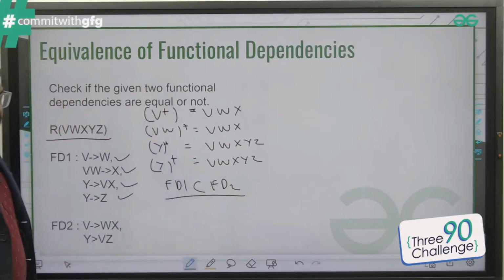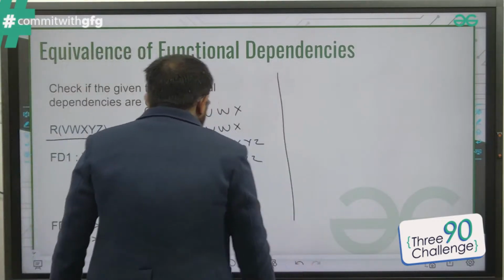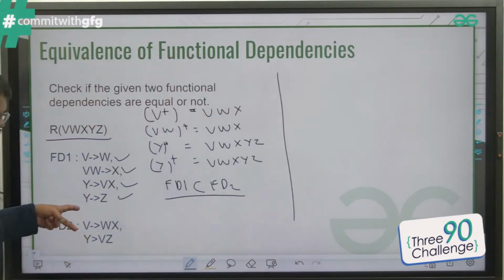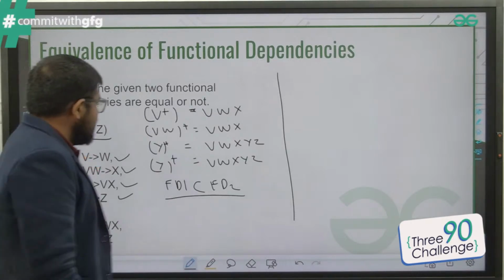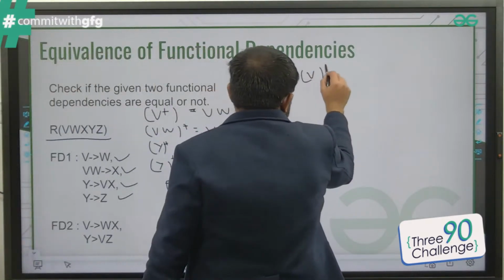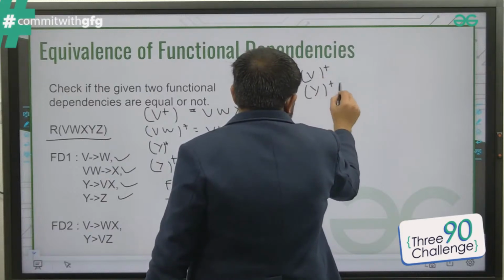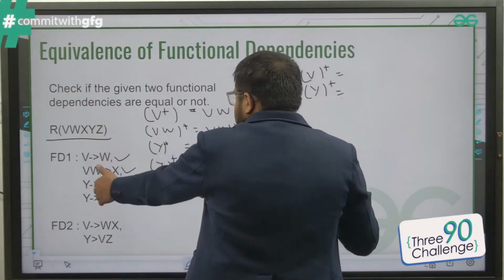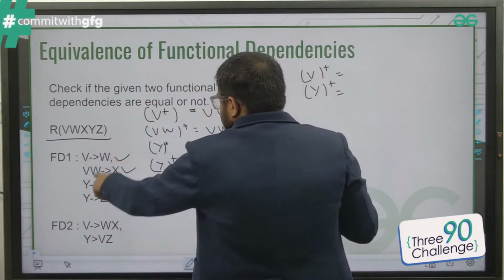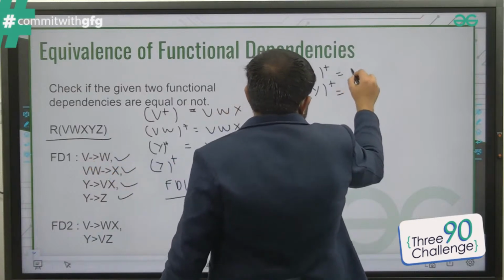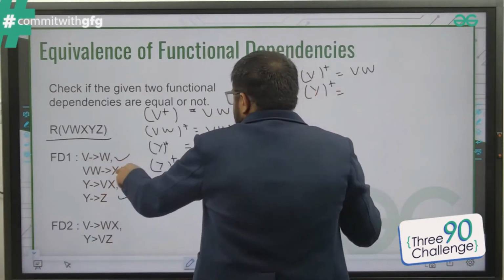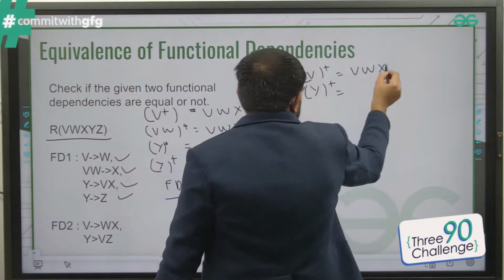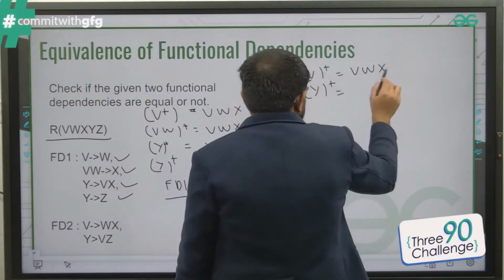Okay. Now what I will do is find the closures of attributes of the left hand side of functional dependency set 2 using functional dependency set 1. So I will find v plus and y plus, but using what? Using this. So v plus: v gives me w, and vw gives me x. I already have vw, so I can also get x. So it will be vwx.